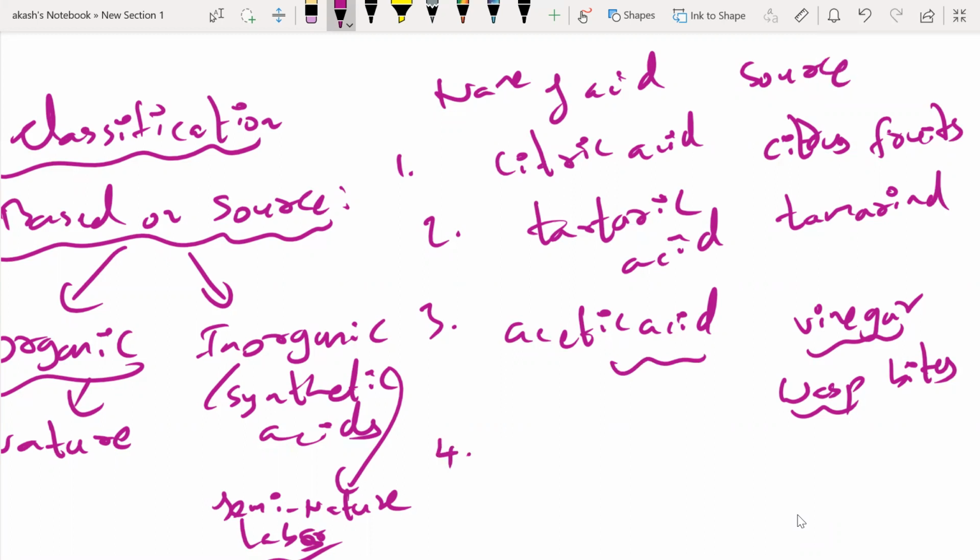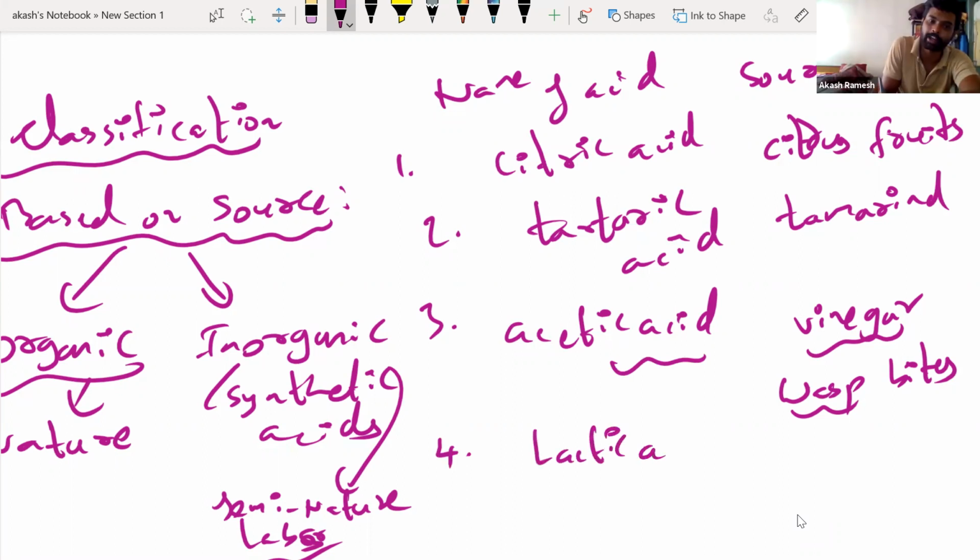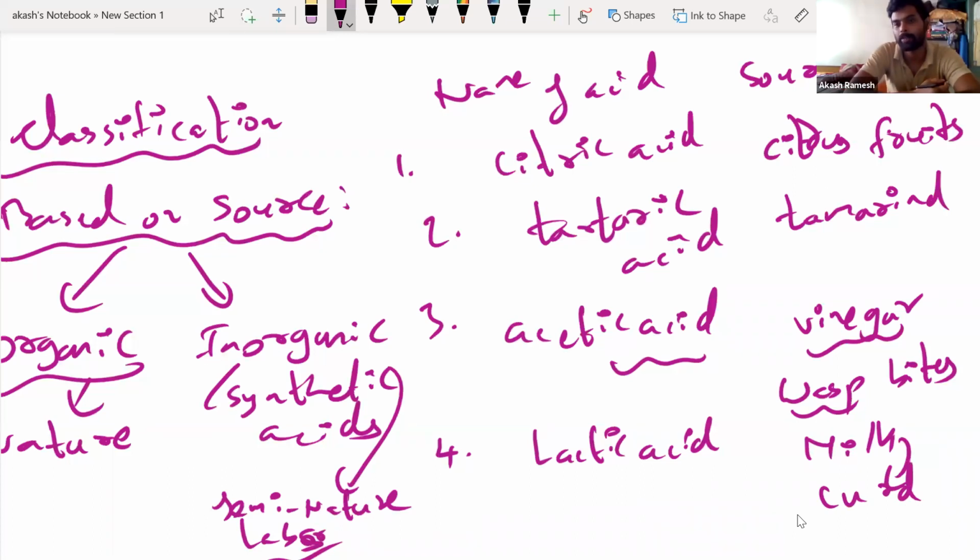Lactic acid. Good. Where do you find this? Milk. But actually the more primary source is curd. Now I think we will be able to easily understand based on the taste. Curd is a little sour in taste. Milk is not sour in taste. So curd will contain more lactic acid than milk. You can understand from the taste itself, it's a little sour. Anyways, next.